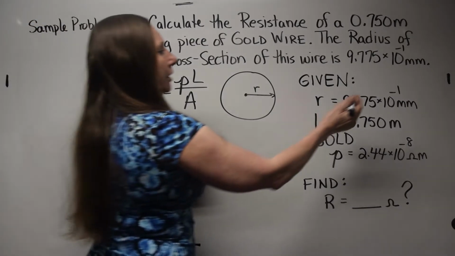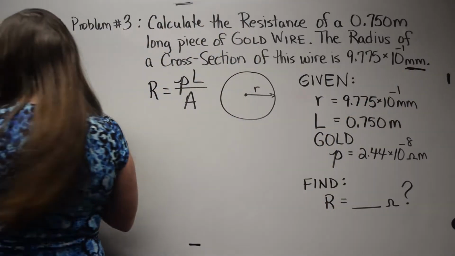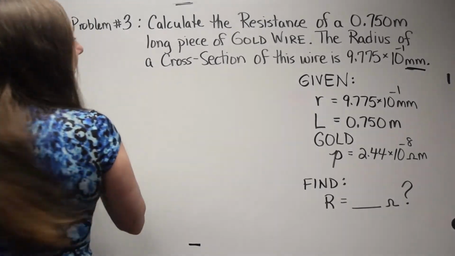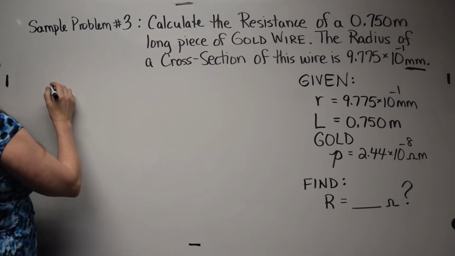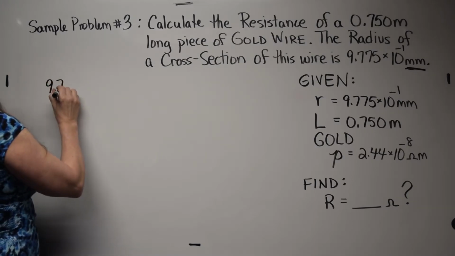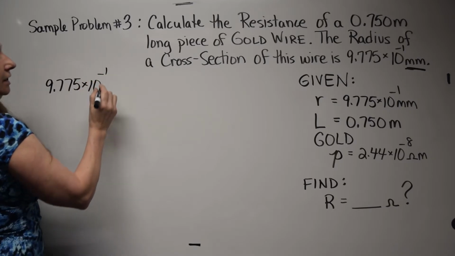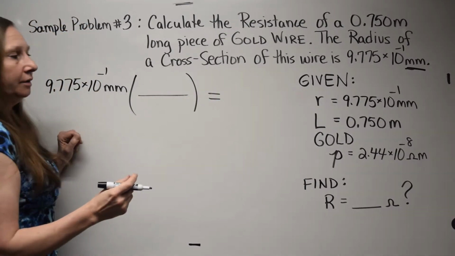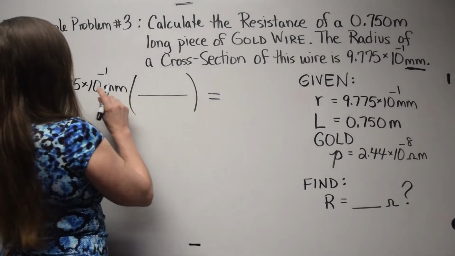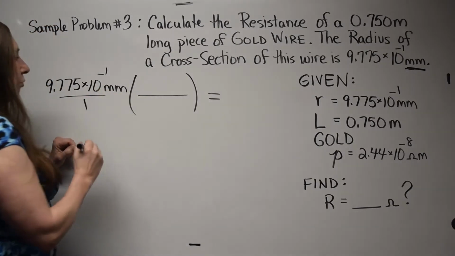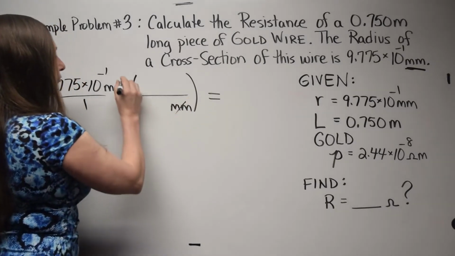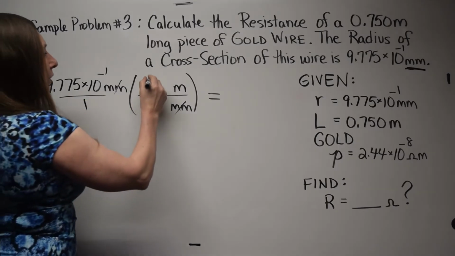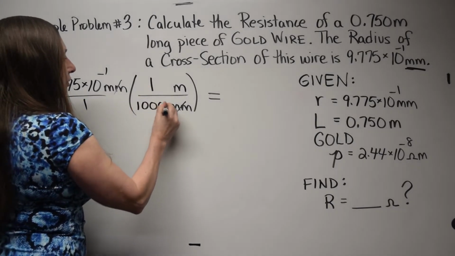Now your first step is going to be converting millimeters to meters. Let's get rid of this for just a minute. I'm sure we'll copy it again in a few minutes. Step 1: we're going to convert 9.775 times 10 to the negative 1 millimeters to meters. We're going to use the factor label method, very similar to dimensional analysis. We have millimeters on top, all over 1. We want to put millimeters on the bottom, to get rid of the millimeters and convert them to meters. Here and here must be equal. 1 meter is equal to 1,000 millimeters.